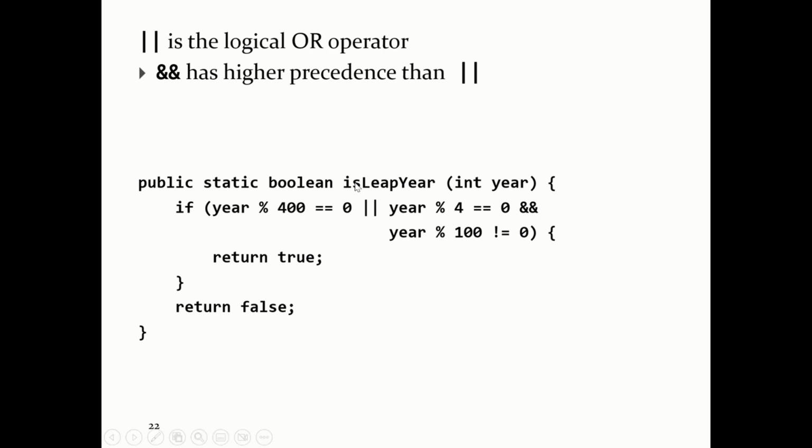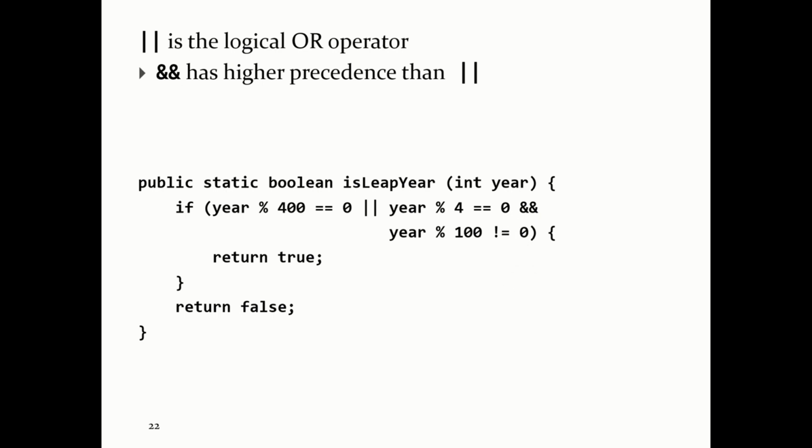So what this line here is saying is if the year is evenly divisible by 4 and not evenly divisible by 100. So the percent operator, if you remember, hopefully you were taught, it's the remainder operator. So do the division and compute the remainder. So take the year divided by 4, if the remainder is 0, then that's true. Take the year divided by 100, if the remainder is not 0, so it's not evenly divisible by 100, then that's true.